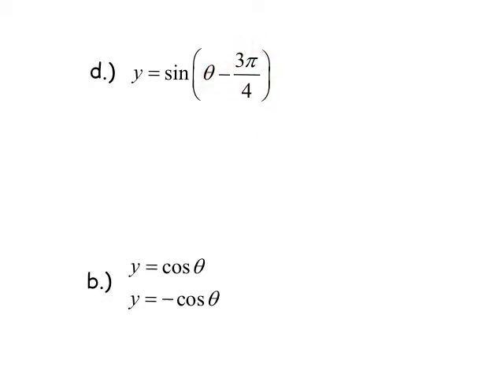This should really say x. Let me go ahead and change that. We're trying to use x for radians and theta for degrees, so this should say x. So x minus 3 pi over 4. So now this minus sign is going to tell us to go right 3 pi over 4.